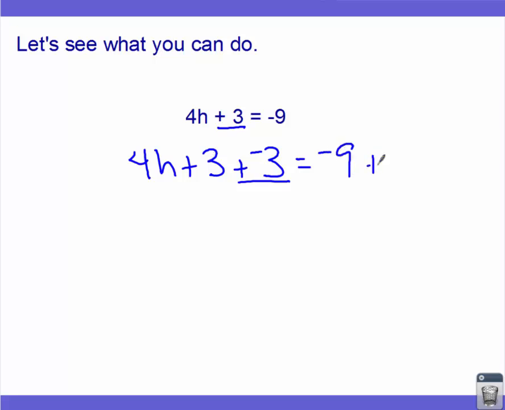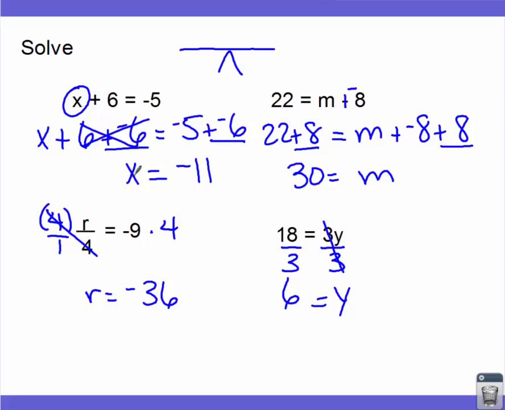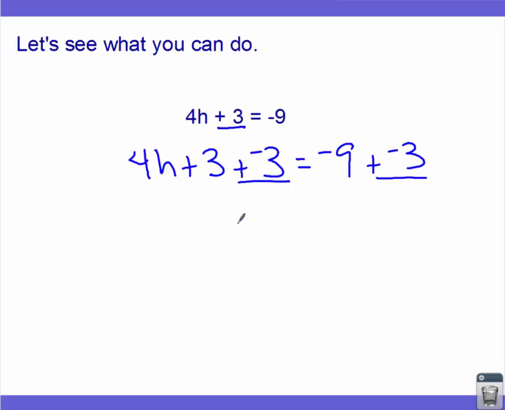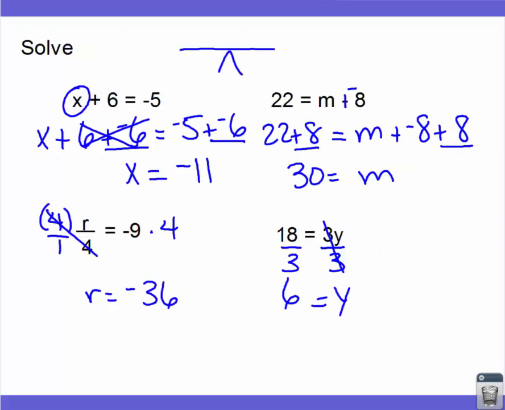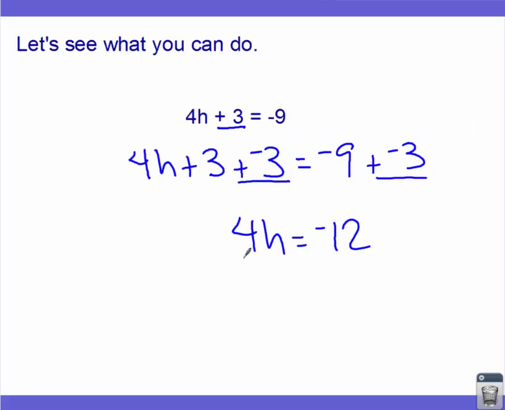So negative 9 plus negative 3. Now we do our math, but on this side, instead of ending up with an x, I end up with a 4h, which is equal to negative 12. Now we have a multiply. Well, in the one steps, how did I get rid of a multiply? We do a divide. So I divide this by 4, divide this by 4, and you end up with h equal to negative 12 divided by 4, which gives me negative 3.